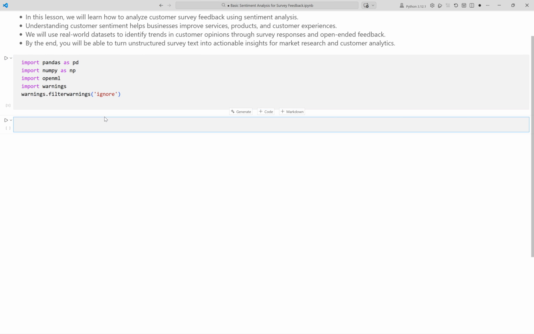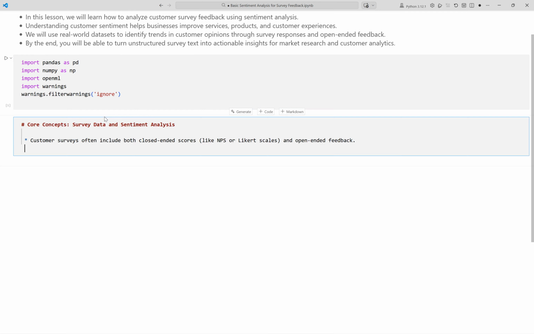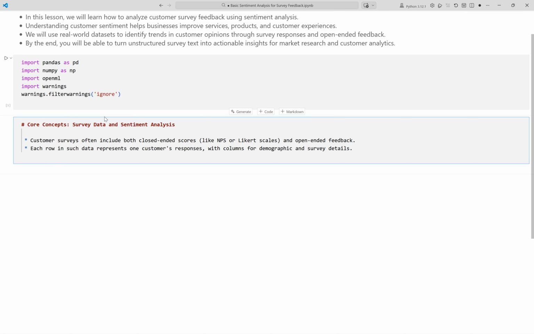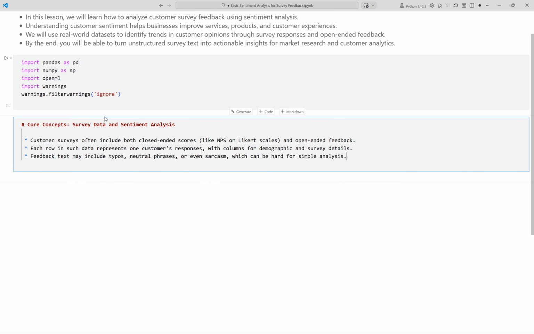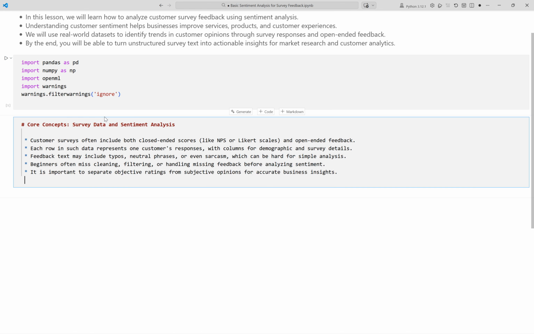Core concepts, survey data and sentiment analysis. Customer surveys often include both closed-ended scores such as NPS or Likert scales and open-ended feedback. Each row in such data represents one customer's responses, with columns for demographic and survey details. Feedback text may include typographical errors, neutral phrases, or even sarcasm, which can be hard for simple analysis. Beginners often miss cleaning, filtering, or handling missing feedback before analyzing sentiment. It is important to separate objective ratings from subjective opinions for accurate business insights.